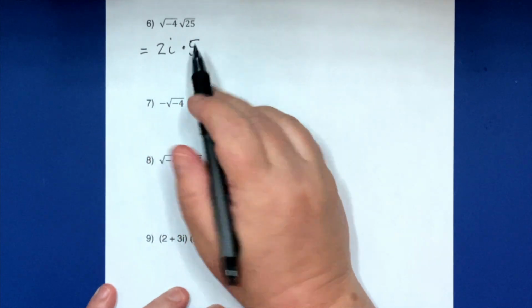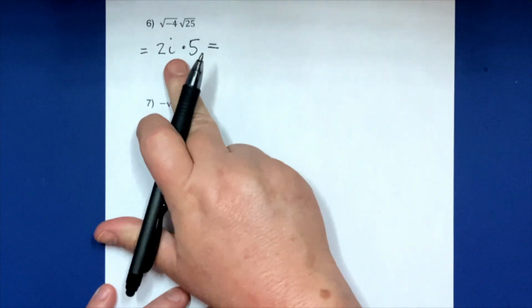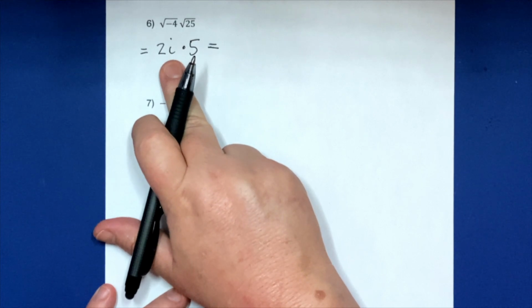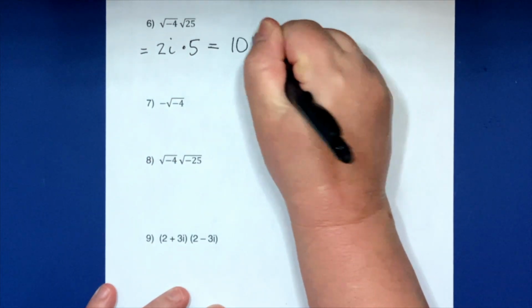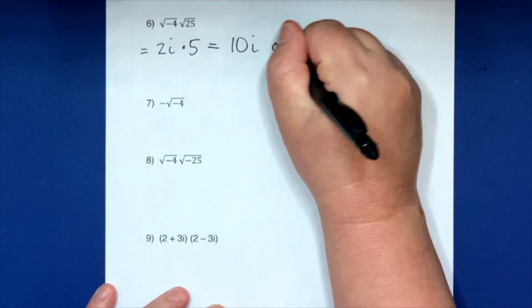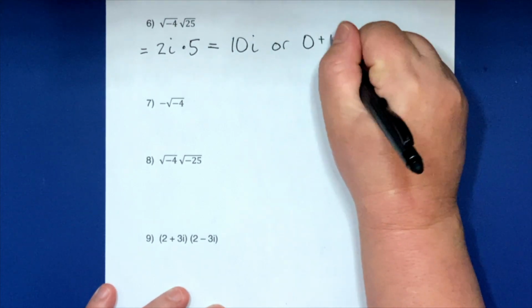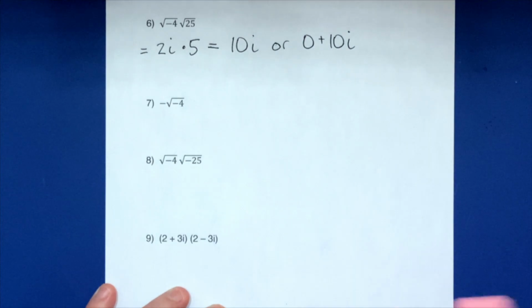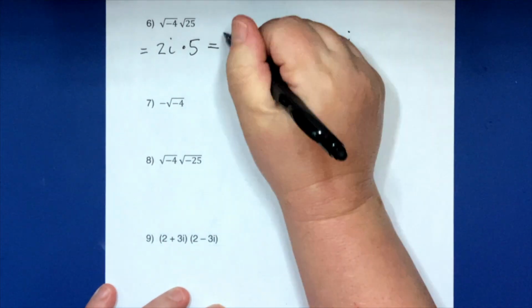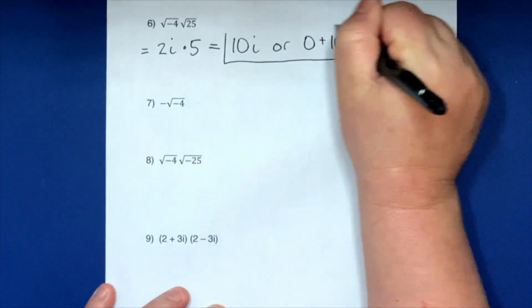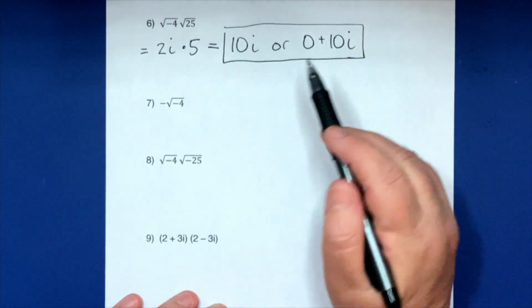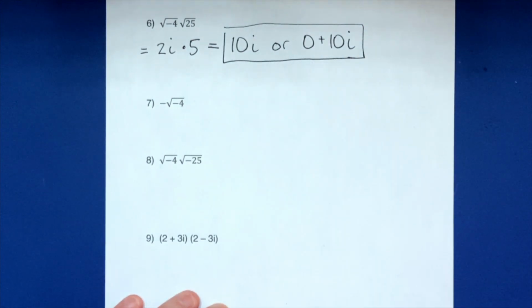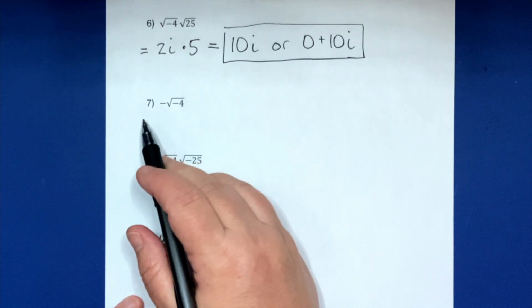2i times 5. Again, imagine that's a variable. Imagine it's just an x. 2x times 5, that would be 10x. This is 10i. And then again, it might be 10 plus, or 0 plus 10i, depending on the setting. So again, whether you're allowed to give the short form or the formal form. The formal form.